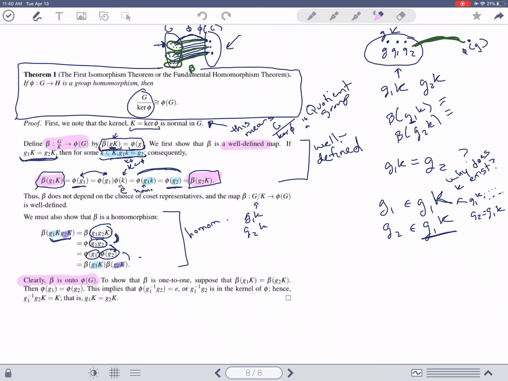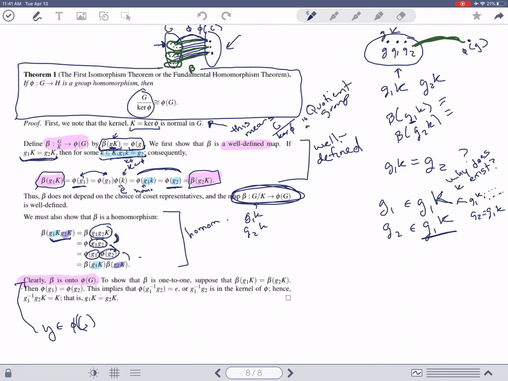So that said, I would like to unpack this and not just say clearly. Why are they making this claim that clearly beta is onto phi of G? Well, when we're saying onto, that means that if I pick anything I want from my codomain, just to remind us what our map does, it goes from the cosets to the images from the original homomorphism, that I can find something that maps me there. Let me convince myself this is true before I just let this clearly go away.